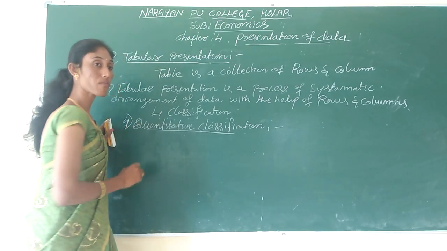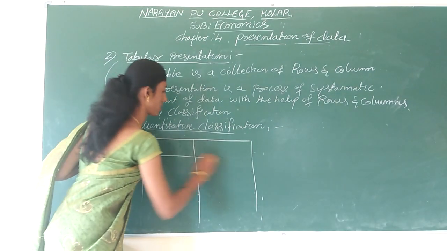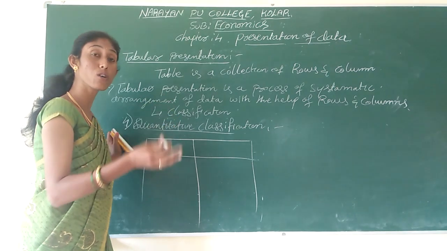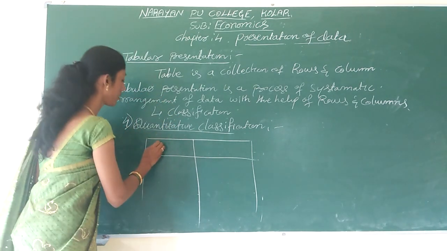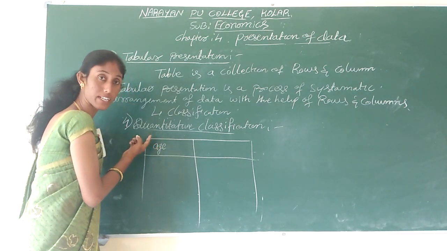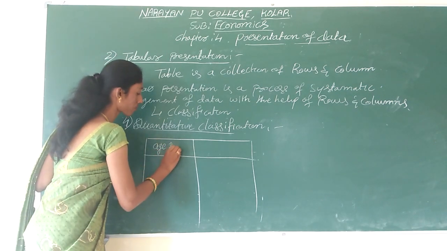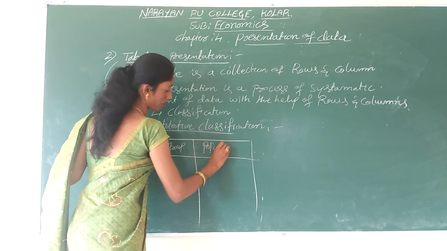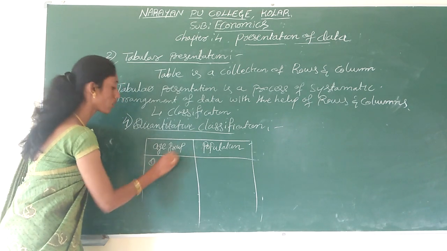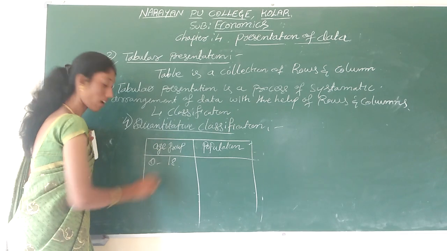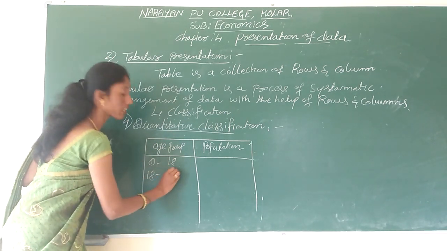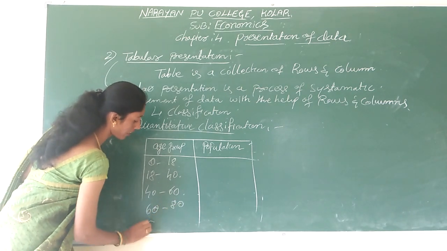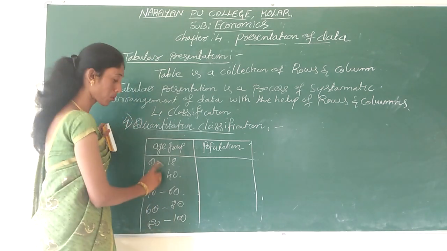For example, here we will consider the age group of persons and the percentage of persons in a particular age group. Age is also one of the quantitative characteristics, right? The age group and percentage of people or population. Here 0 to 18 years, 18 to 40 years, 40 to 60 years, and 60 to 80, 80 to 100. This is the age group classification.